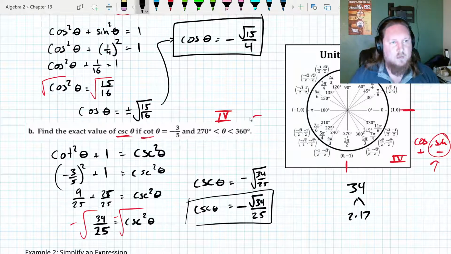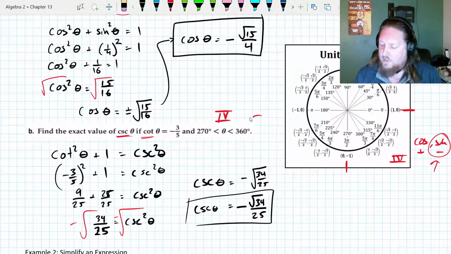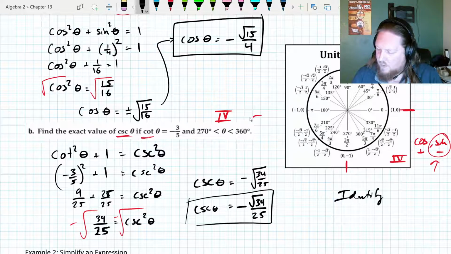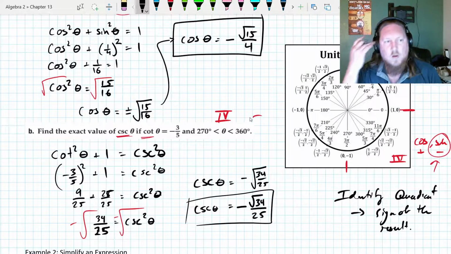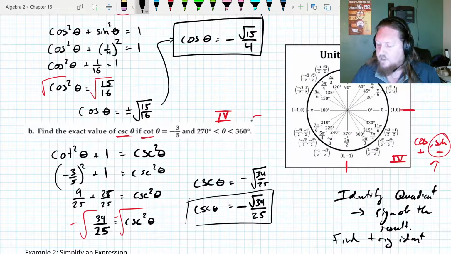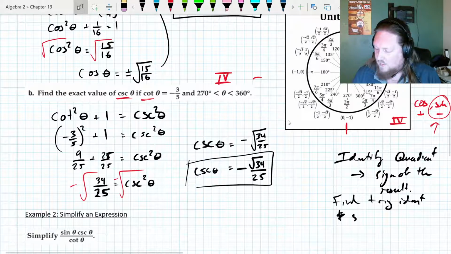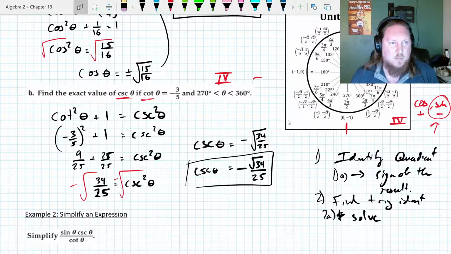So you can see what my process was here. Identify the quadrant. That tells you the sign of the result. Find the trig identity that I want to use and solve. That's kind of like my step 1, step 2. So those are the two steps that I'm going through here.